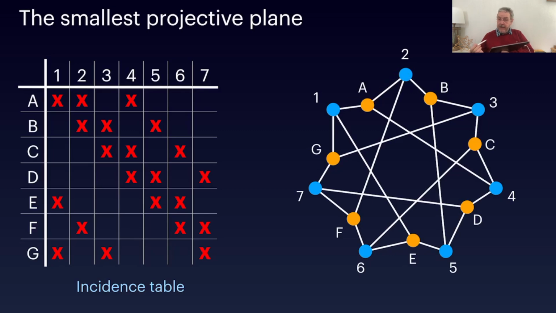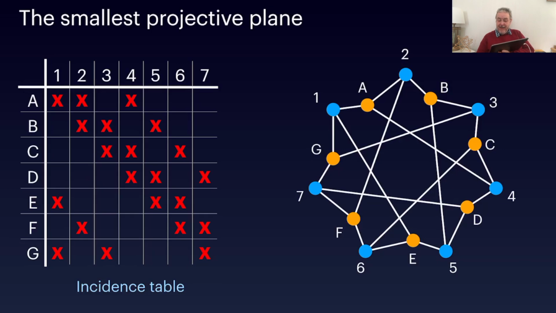So you get a bipartite graph where points are played by one part of the graph and lines are played by the points of the other part of the graph, and the incidences are indicated by edges between points and lines. And if you check that here, for instance, 2 and F are connected by an edge, means that 2 is incident to F. So that's another way, and those incidence graphs may sometimes be really beautiful objects.